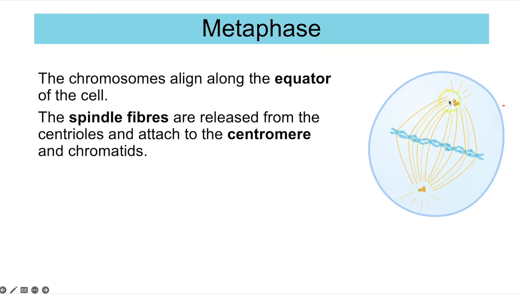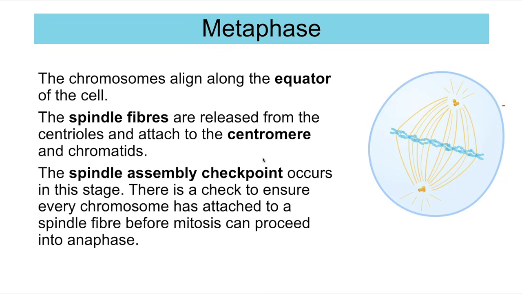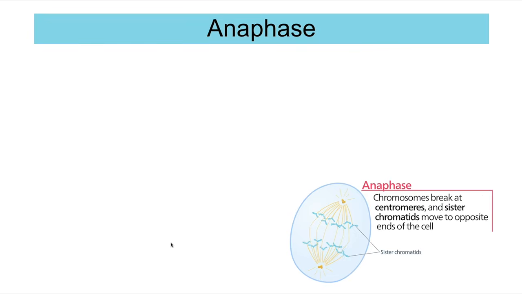And at this point, those spindle fibres that have been released from the centrioles will attach to the centromere and some of the chromatids on those chromosomes. And this again helps them to align at the equator of the cell. The spindle assembly checkpoint also occurs at this stage, and this is where there's a check to ensure that every chromosome has attached to a spindle fibre before mitosis can proceed into the next stage, which is anaphase.